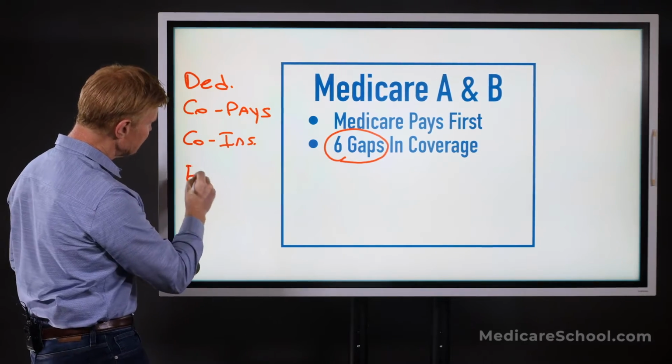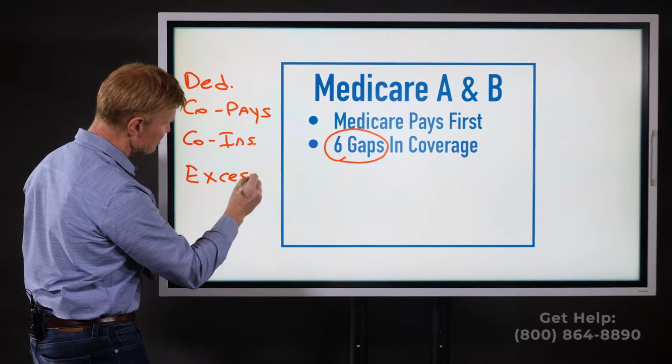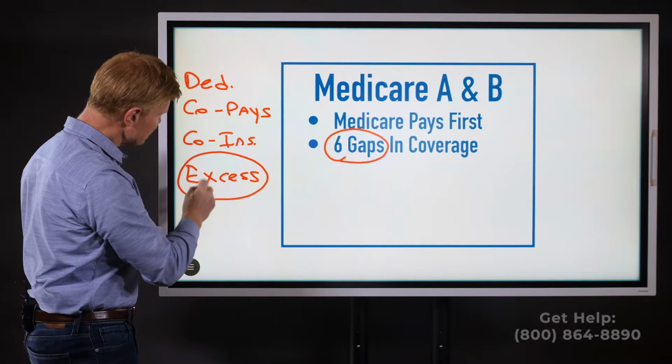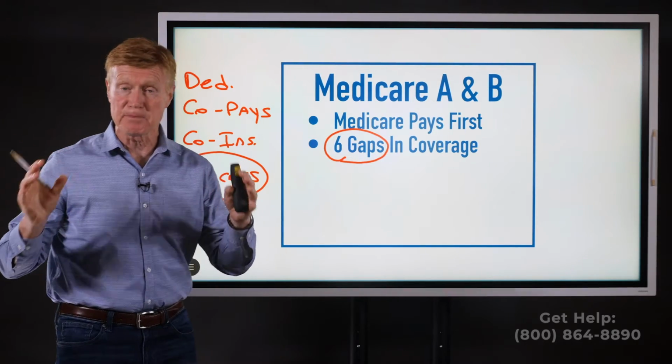And then we have this thing that is very unique called an excess charge. So an excess charge is a gap. I'm going to explain this in full. And so the point is, excess is a gap that you need to be prepared for.